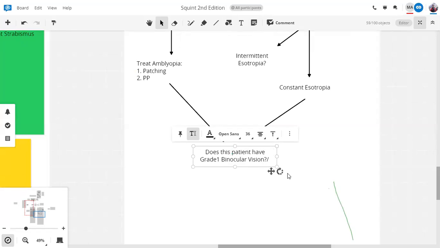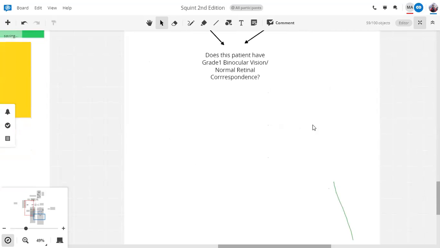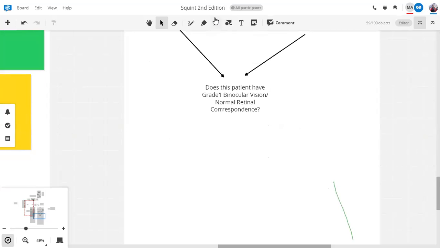In other terms, if there is grade 1 binocular vision, what was its other name? Normal retinal correspondence. Okay? That both the maculas are being used to perceive or see the image or the object. Is there normal retinal correspondence or not? That is the first grade. So this is the first grade. There are 2 answers to this question. What is the first answer? What is the second answer?